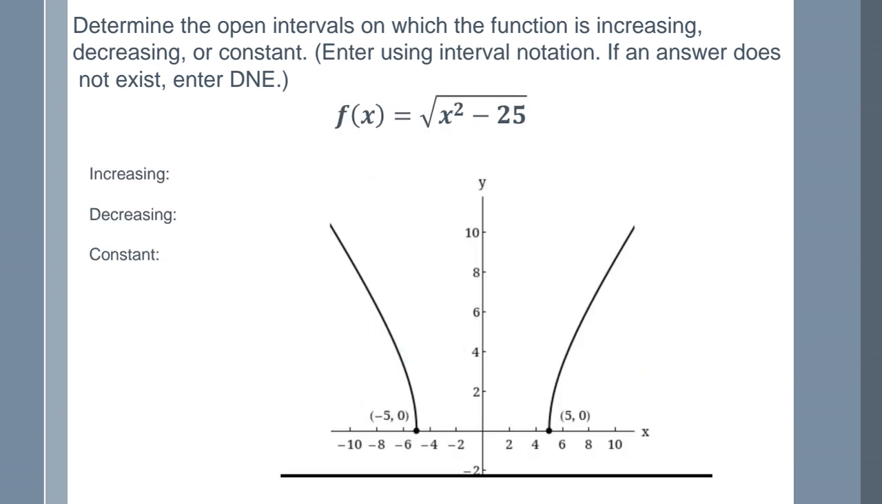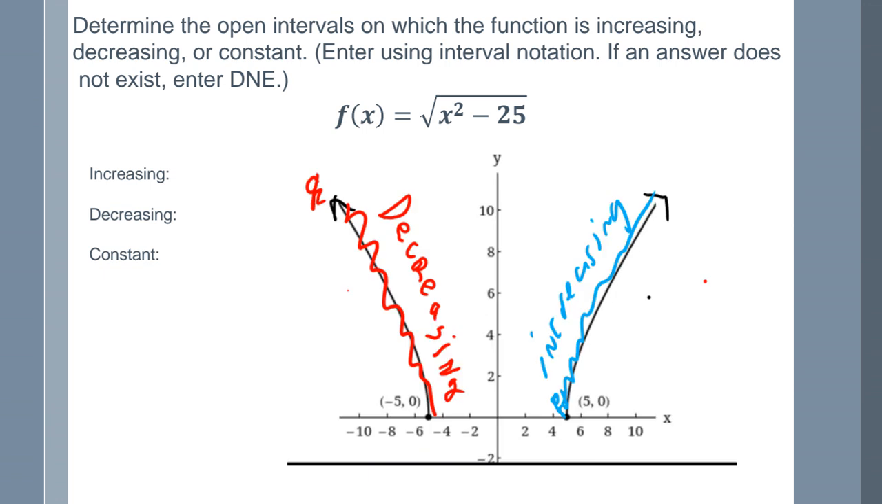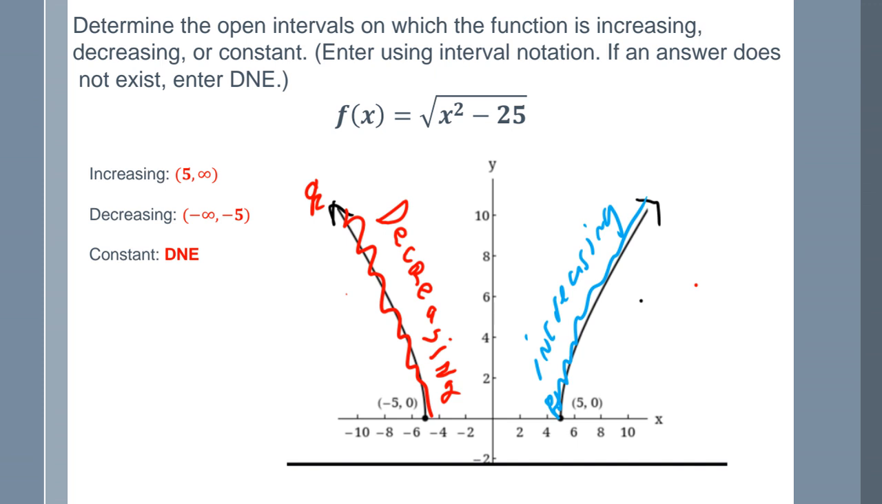Okay, let's try another one here. If you notice, this function is f of x equals the square root of x squared minus 25. So we have to find the intervals of increasing, decreasing, and constant. Now again, coming from the left to the right, it's decreasing from -infinity, and it stops at -5. And it's increasing from 5 all the way to +infinity. So the interval of increasing will be from 5 to infinity, and decreasing will be from -infinity to -5. And for the constant, as with the previous function, there's no constant, so the constant does not exist.